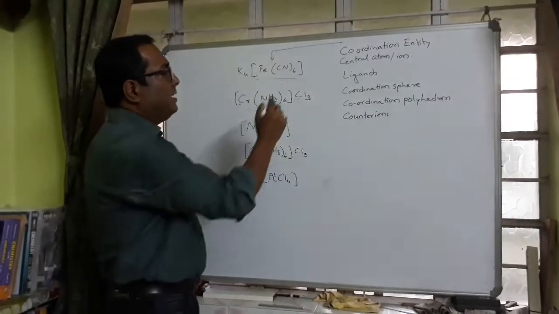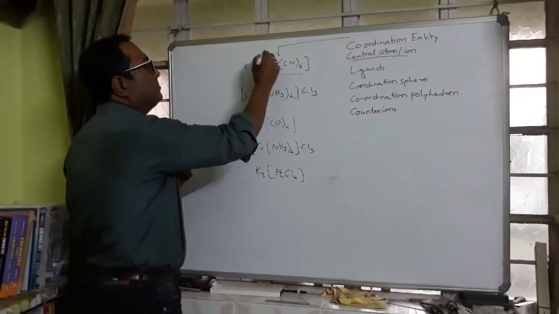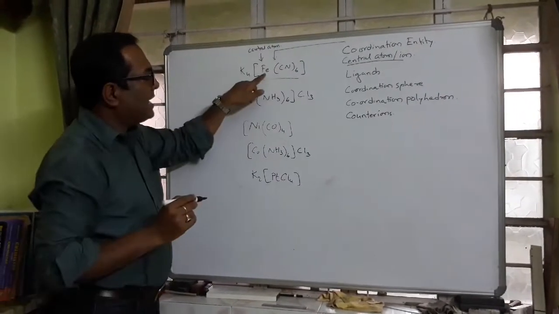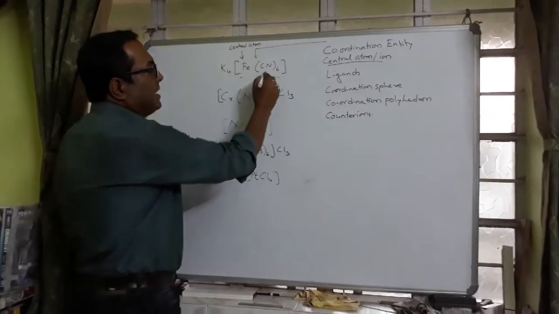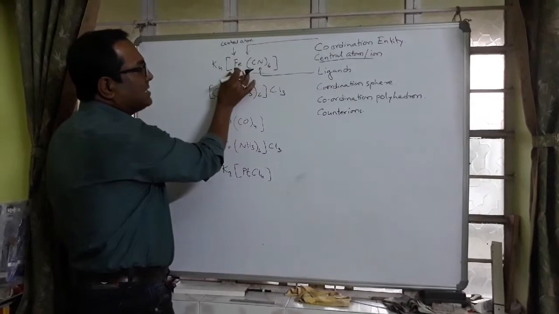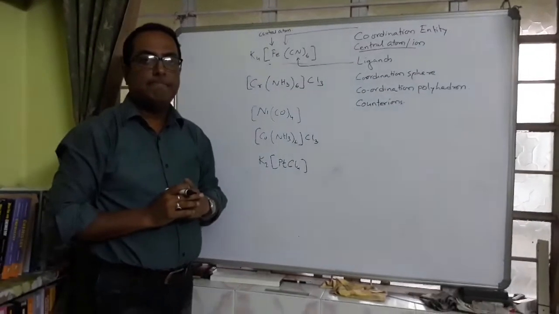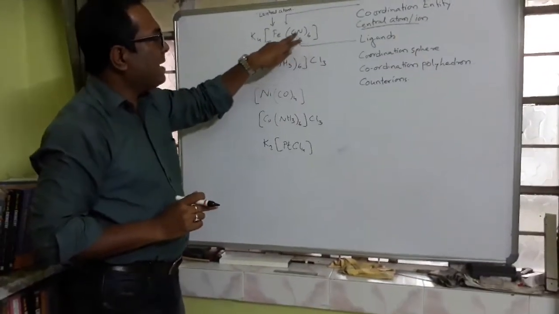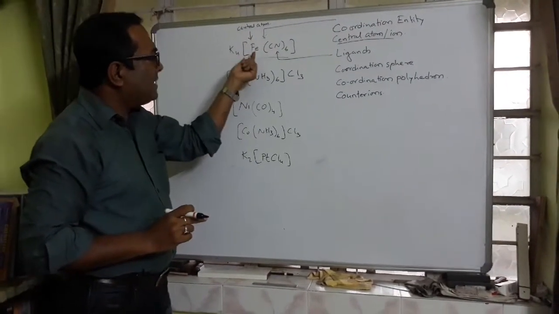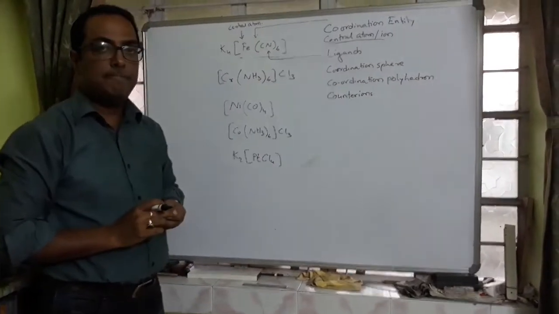And simultaneously, you can see here the central atom or ion. So this is the central atom, and this comes as the ligands. So this is the ligand, this is the central atom, and the central atom and the ligands together form the coordination entity. So here 6 times the cyanide ion is the ligands and iron is the central atom, and iron as the central atom and the cyanide together form the coordination entity.